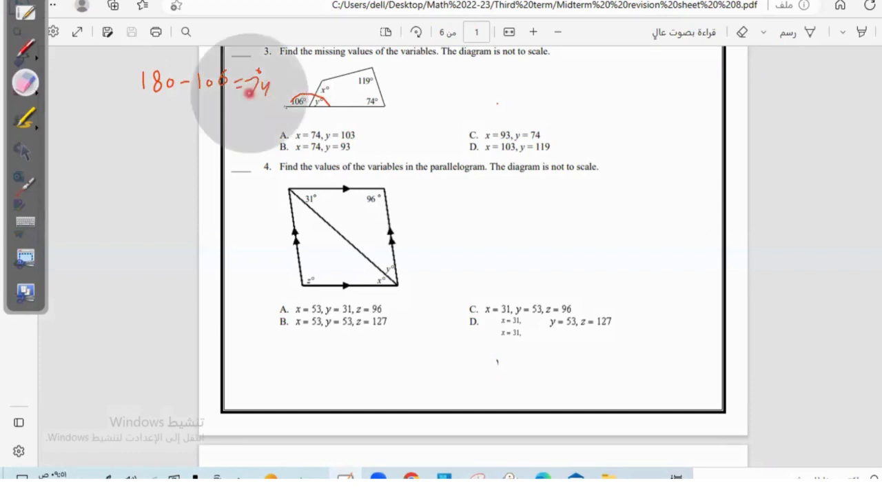Now, how can I find angle X? This is a quadrilateral. The sum of all angles in a quadrilateral equals what? 360. So X is going to be 360 minus the sum of all angles, which are 119 plus 74 plus 74.